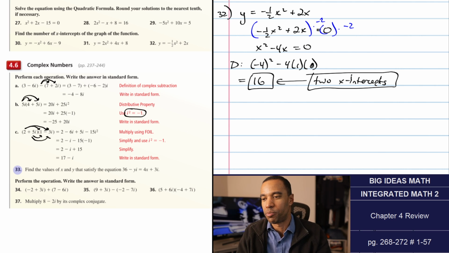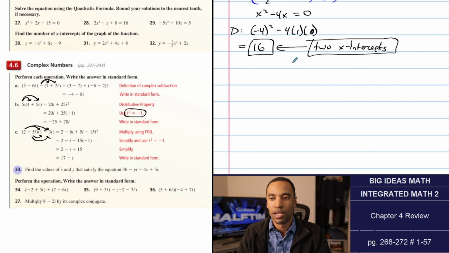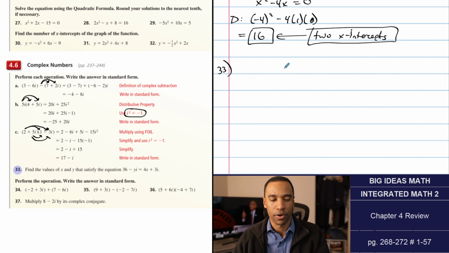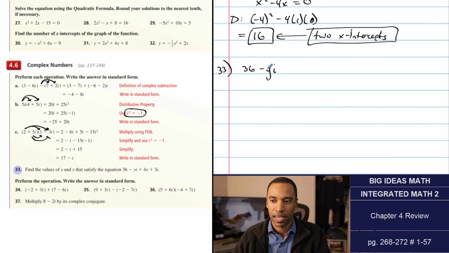So we are going to be performing operations of those things. i squared is negative 1. Be mindful of that. And standard form is a plus bi. But let's start with number 33, where they say find the values of x and y that satisfy the equation 36 minus yi equals 4x plus 3i.